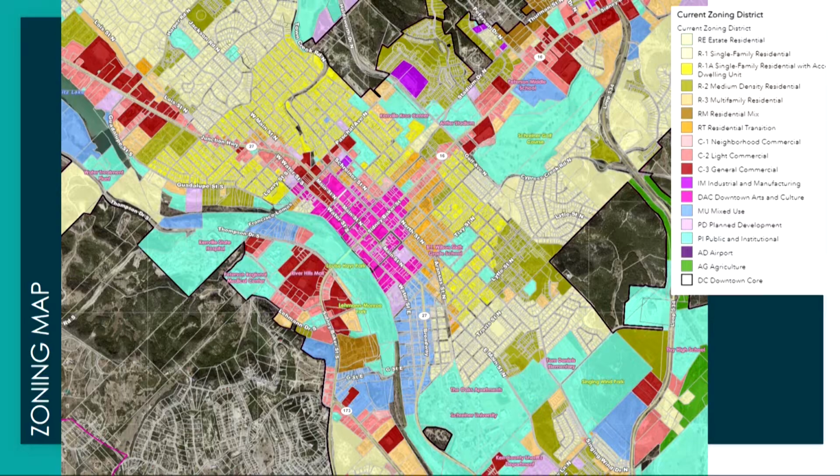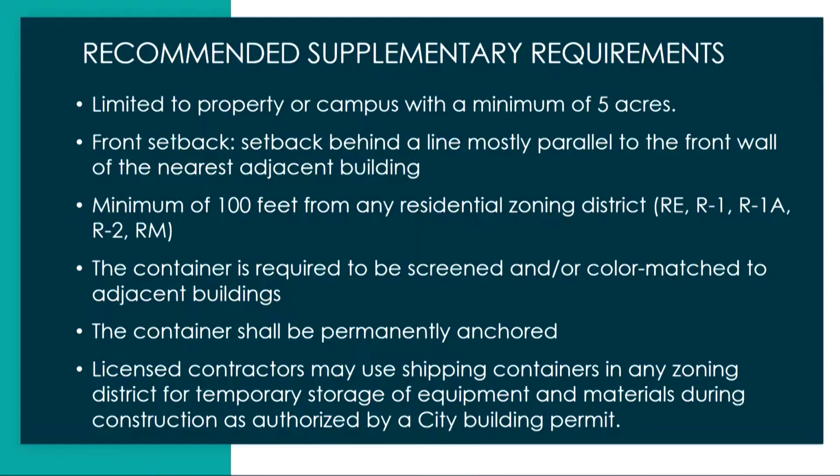So to try to judge the impact that the shipping containers could have scattered all over town, the goal was really to focus on those larger properties. Kind of following through that with the rest of them: set back behind or at least parallel with the front wall of the adjacent building. We don't want the shipping container out front, it needs to be to the side or the rear.